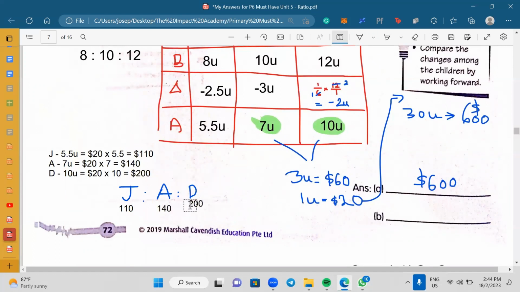Now, please, don't leave it as such. You understand or not? 110 can be divided by 5. 140 can be divided by 5. 200 can be divided by 5. Well, okay, fine. You want to divide by 10? Then we divide by 10. So that gets you to 11, 14, 20. Can I further divide? No. By 2? 11 cannot be divided by 2. You understand what I'm saying? So therefore your answer has to be 11 is to 14 is to 20.